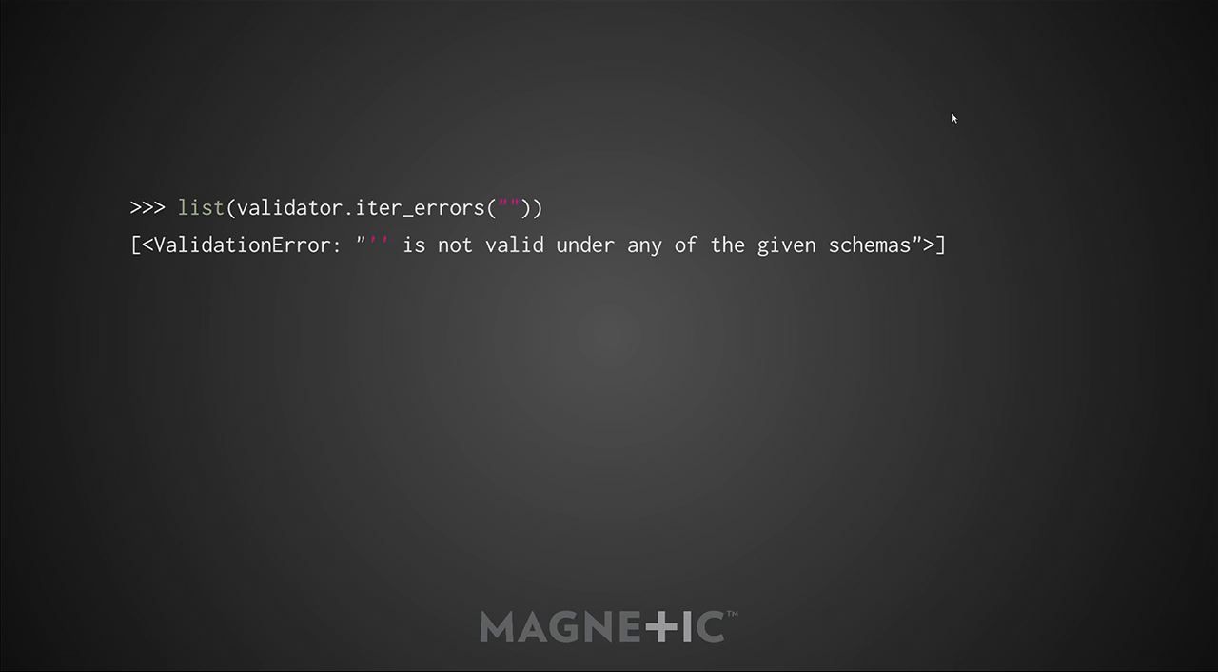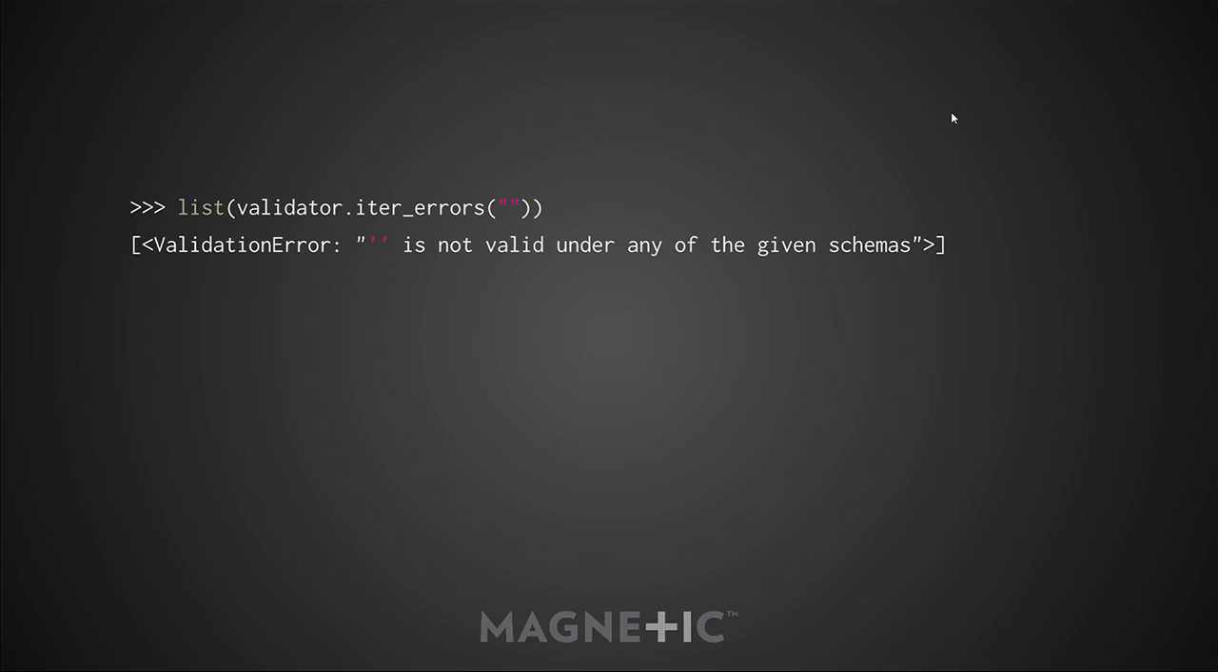So if you look at the iter errors, which is going to give you all the errors, there's just one in there. Reason being that every validator produces at most one error. So we had one validator, it's the one-of validator. It can either error or not. Basically, an instance can either be valid under it or not valid under it. And this one is not. So one-of produced an error. It said empty string is not valid under a particular schema.